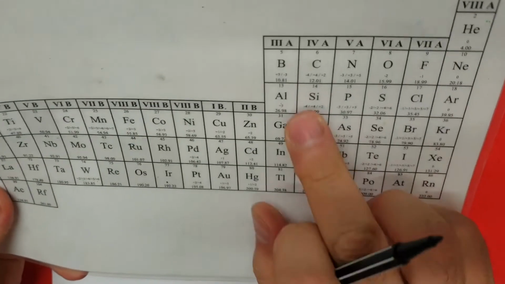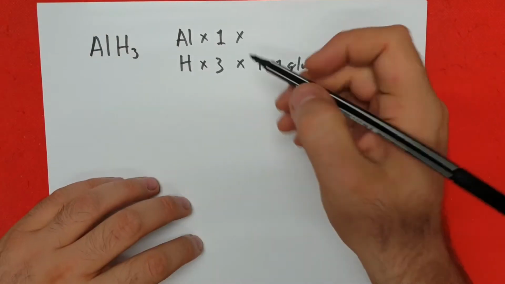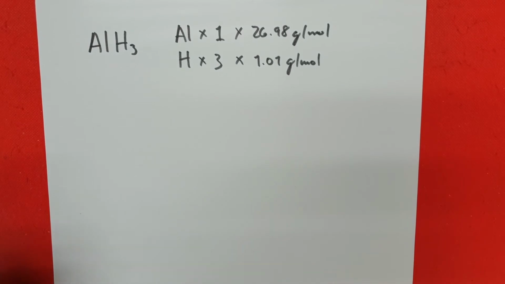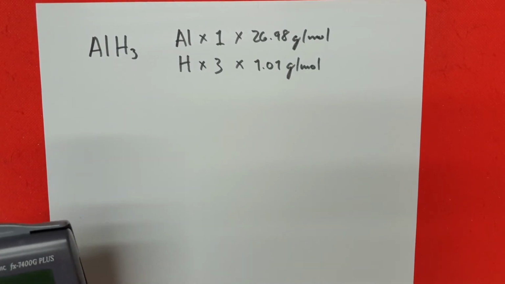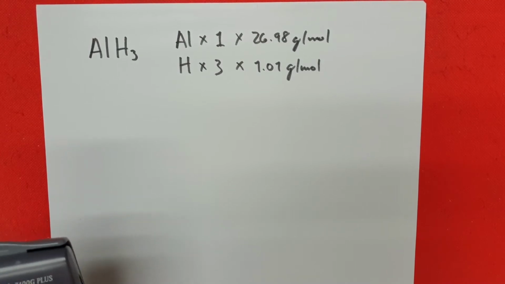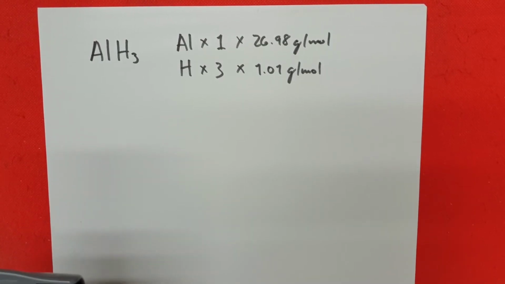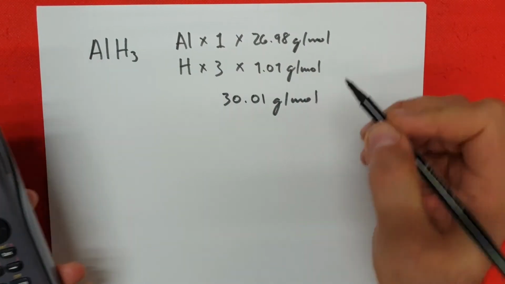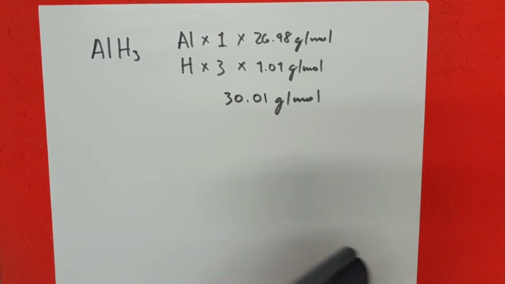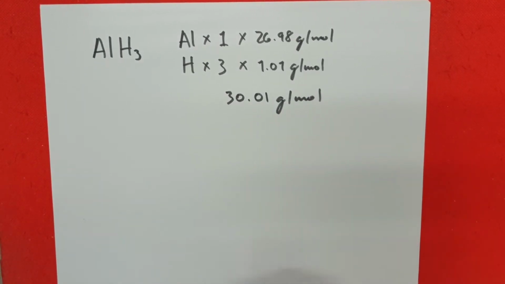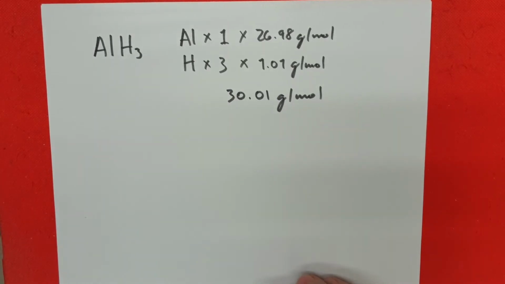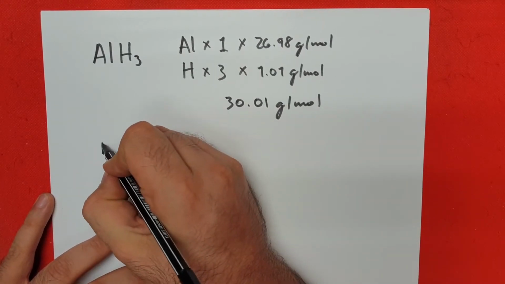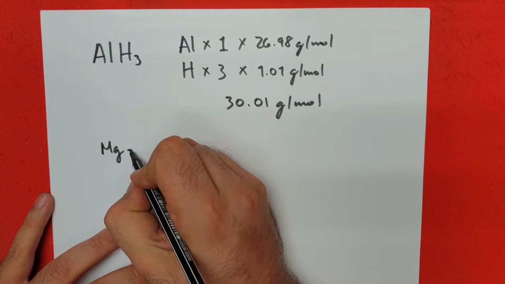And then I look at my table for aluminum and it gives me 26.98 grams per mole. And once I go ahead and I punch that into the calculator, I'm going to get 1.01 times 3 plus 26.98. And that gives me a grand total of 30.01 grams per mole, which is a specific molar mass for aluminum hydride. Okay? How can this get tricky? Let's say we have other compounds which are a little bit more complicated. Let's say something like, let's try magnesium phosphate.